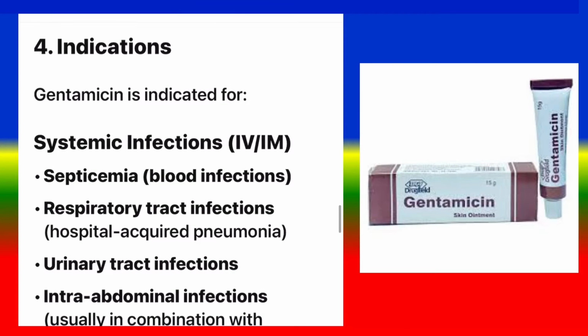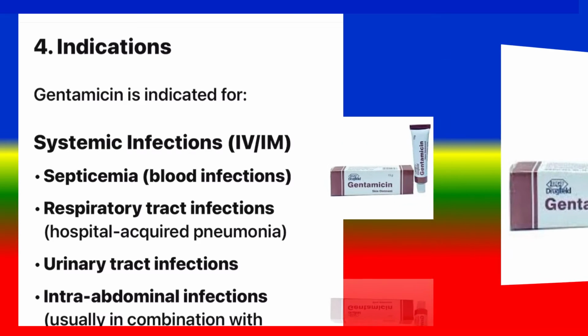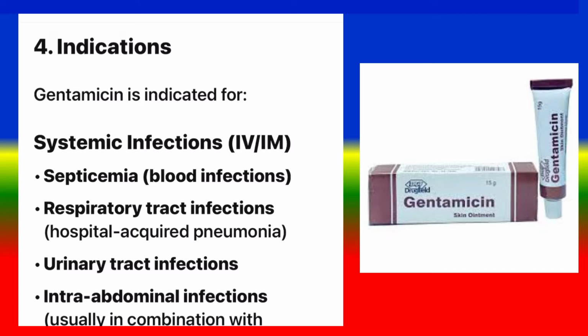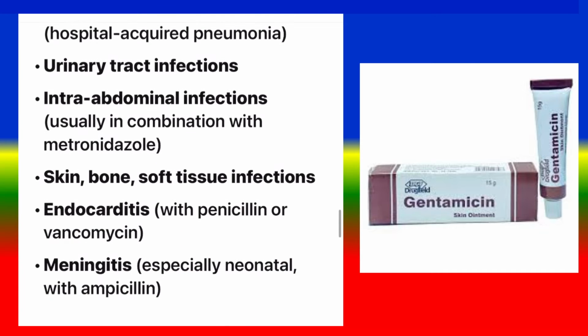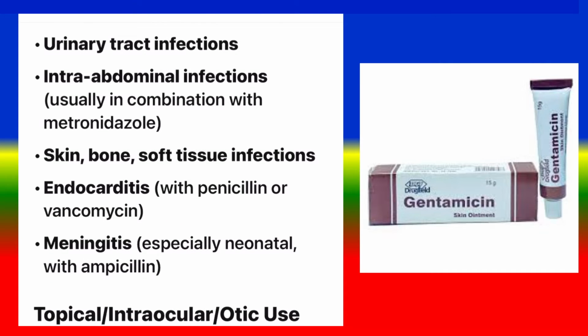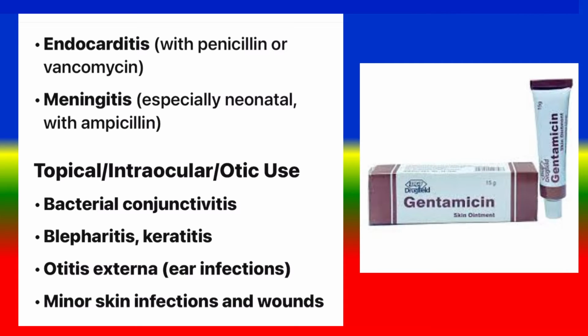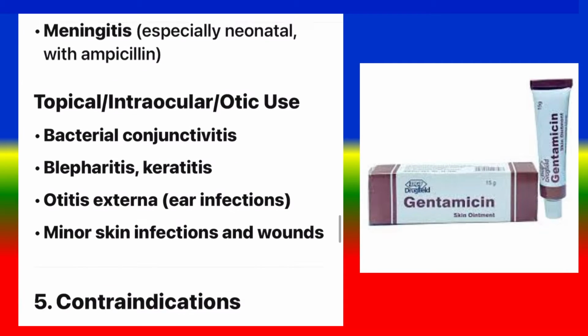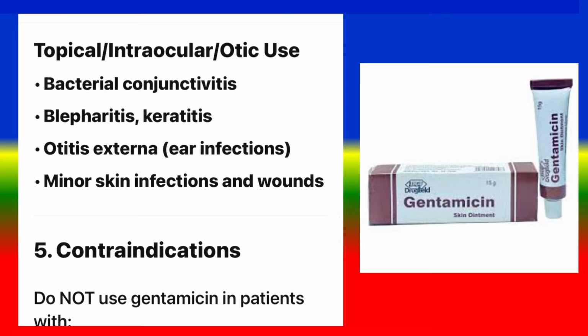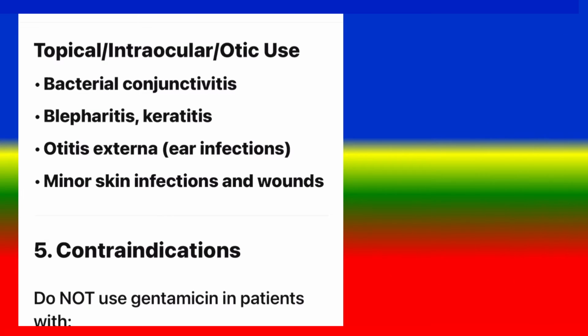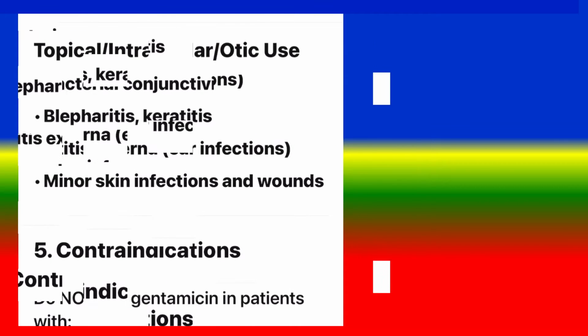Indications: gentamicin is indicated for systemic infections (IV/IM), septicemia, blood infections, respiratory tract infections, hospital-acquired pneumonia, urinary tract infections, intra-abdominal infections, usually in combination with metronidazole, skin, bone, soft tissue infections, endocarditis with penicillin or vancomycin, meningitis, especially neonatal with ampicillin. Topical, intraocular, otic use: bacterial conjunctivitis, blepharitis, keratitis, otitis externa, ear infections, minor skin infections and wounds.